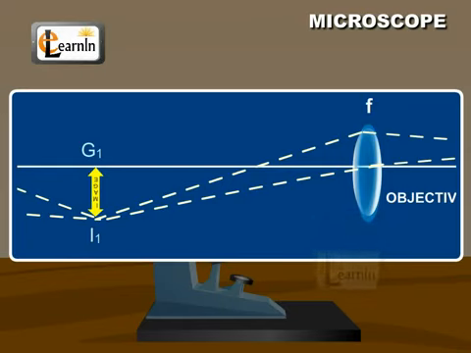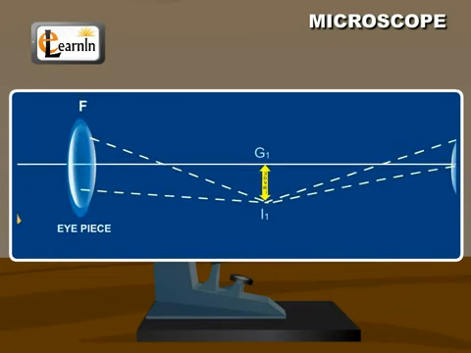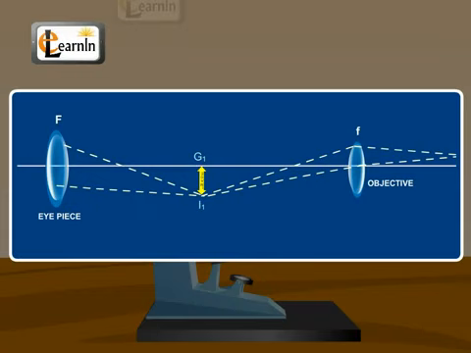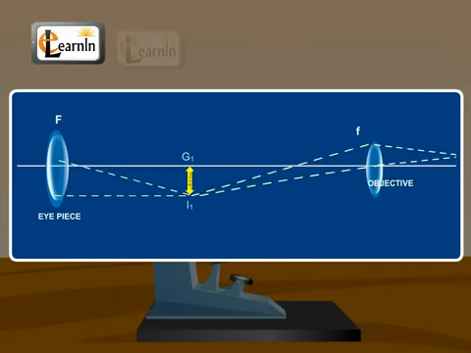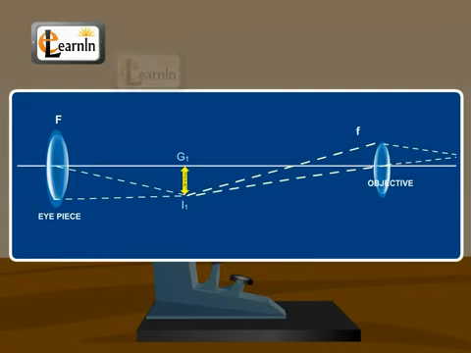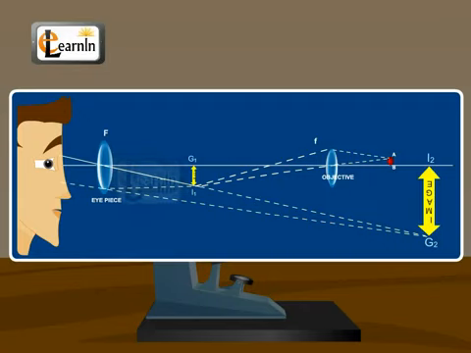Now, this image I1G1 serves as an object to the eyepiece E. The distance between this image and the eyepiece is adjusted so that the image falls within the principal focus of the eyepiece. The second and final image, I2G2, is greatly magnified, virtual and inverted.